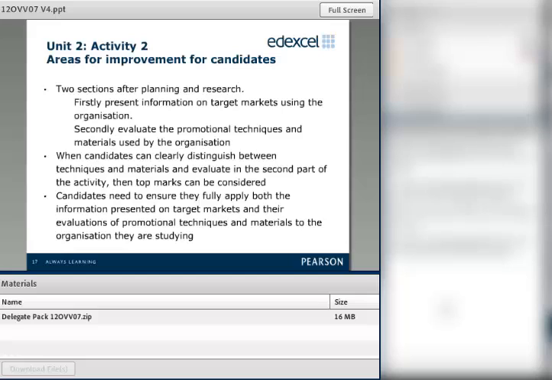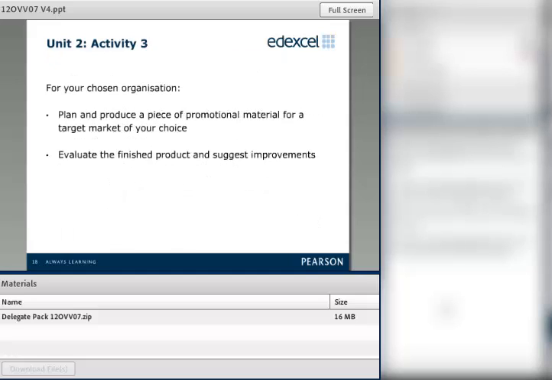A common problem with the promotional technique bit was they did evaluate, but they didn't apply it to the organisation as well as they were able to apply their evaluation of materials. So just be aware of that when you're going through. This is a quick go through because we're going to look at some work in a minute.